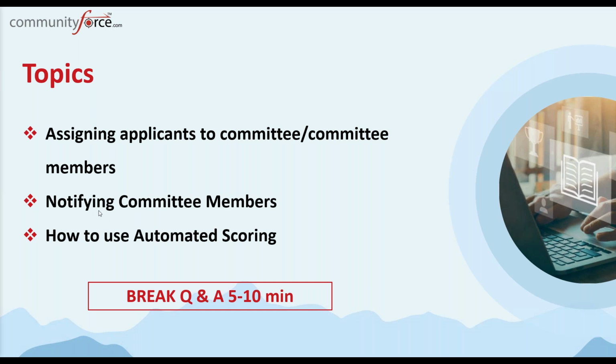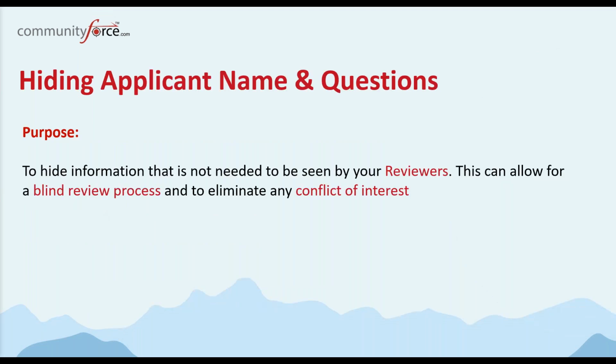So let's go ahead and get started. Of course, the first topic we're going to talk about is hiding applicant names and questions. So when would you want to do that? Well, if you're a scholarship user and you have a blind review process, which means you don't want your reviewers to know the names of the applicants or any identifying features of that applicant, you want them to make their review unbiased, so it can be a fair review process. Or maybe you might have a conflict of interest, so you don't want them to know who it is that they're reviewing either. So to hide applicant names, let's go ahead and go to the site.